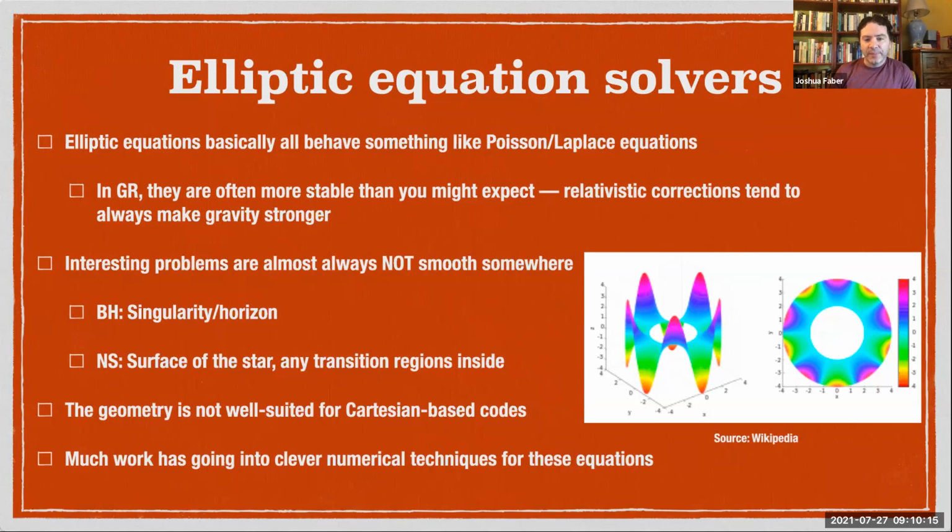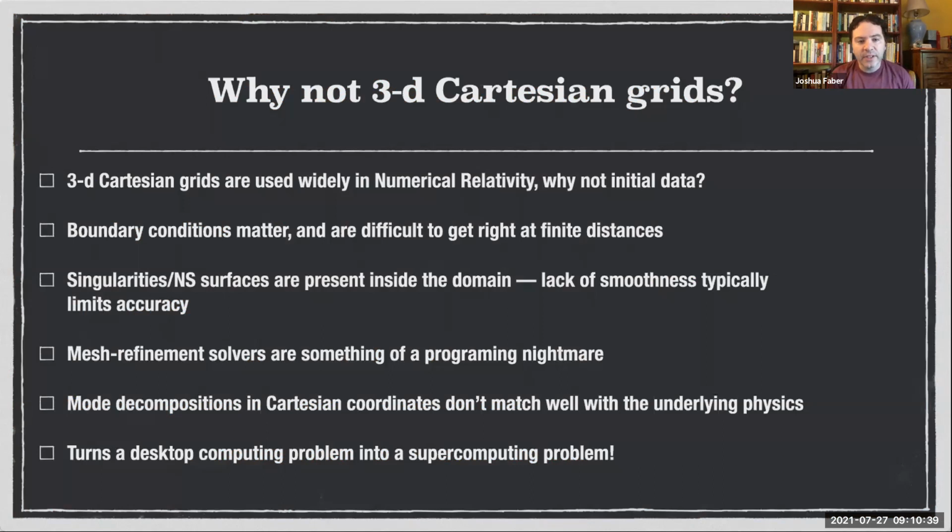The geometry is not well suited for Cartesian-based codes typically. Not that it can't be tried, but the geometry makes your life harder. I believe Roland is involved in a project that has looked at other tricks you can use for exactly these kinds of problems. So a lot of the work has gone into clever numerical techniques for these equations. A little bit on why 3D Cartesian grids are hard, just to justify that passage. Again, not impossible, just harder.